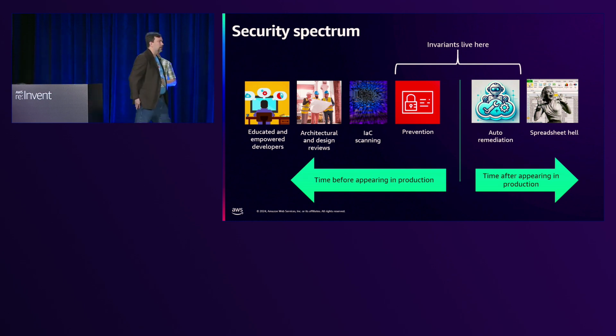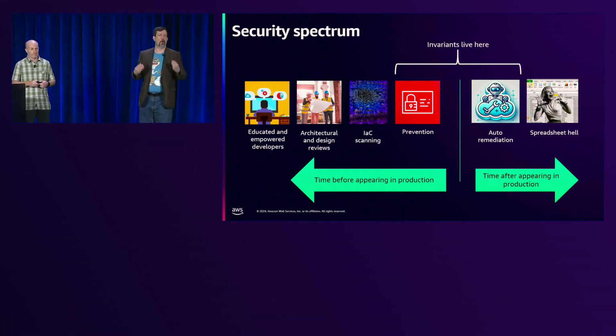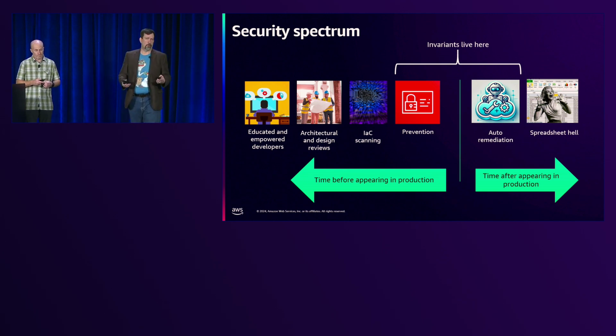Yep. And these all fit within a security spectrum, right? I like this because you want to educate and empower your developers. That's the first step that's going to stop a security issue from happening. Then architectural design reviews, partnering with your developer teams to say, hey, you shouldn't use a public bucket, use CloudFront origin access identities. And then we get into the more technical controls like IAC scanning, service control policies, and auto remediation, which happens sort of after things have gone into production. And then, finally, you end up in CSPM and vulnerability management, what I call spreadsheet hell.